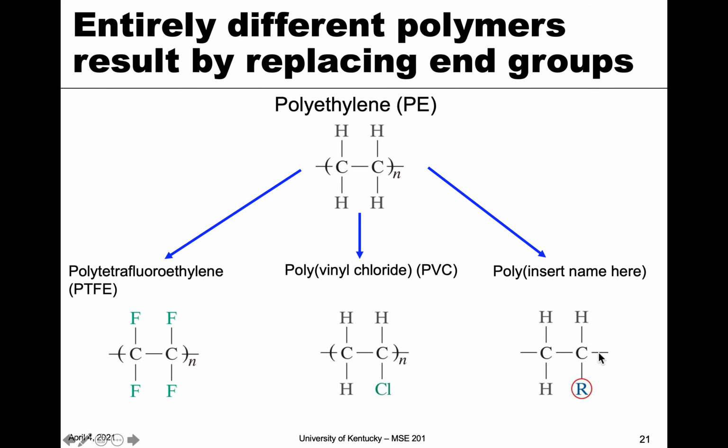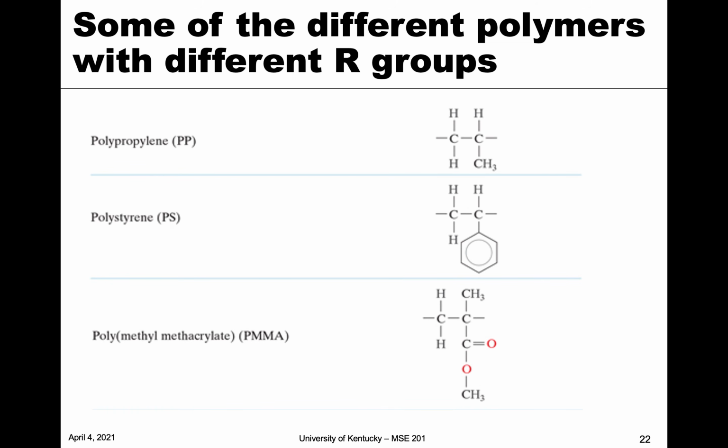And then again, if you replace one of those hydrogens with something else, some random R group, you can make other polymers. That's why I put, you can insert a name here. Some other examples of that would be polypropylene for the CH3 group, polystyrene if you have an organic ring, and you can make polymethyl methacrylate, PMMA, if you form this carbon other group here, right? So different R groups, different vinyl polymers.